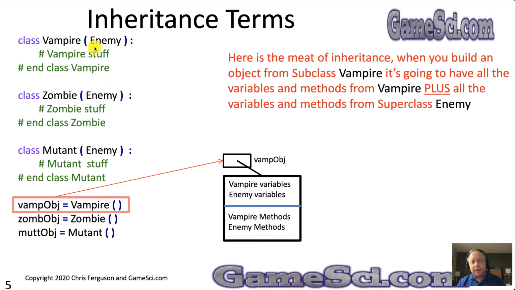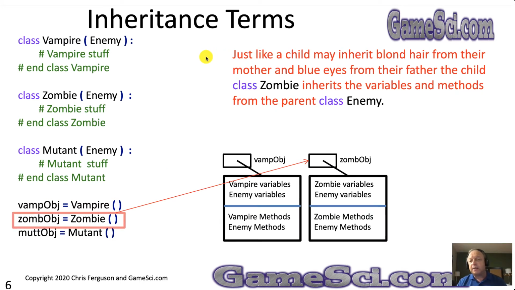Vampire inherits everything Enemy has, so if there's a variable in the Enemy class, Vampire gets it. If there is a method in the Enemy class, Vampire gets it. Just like a child may inherit blonde hair from their mother and blue eyes from their father, the child class Zombie inherits the variables and methods from the parent class Enemy.